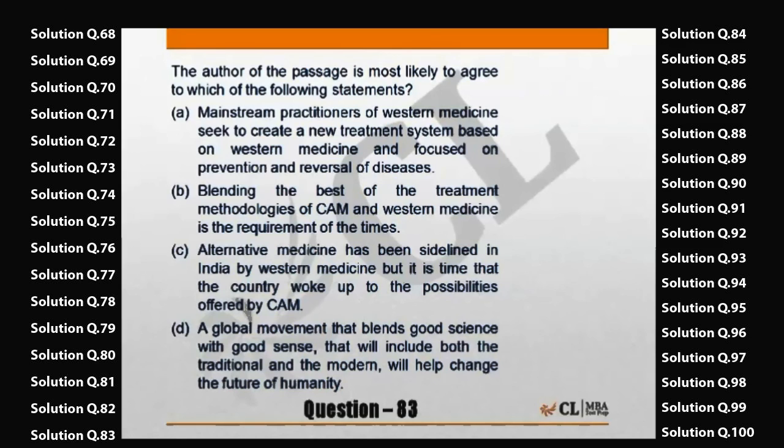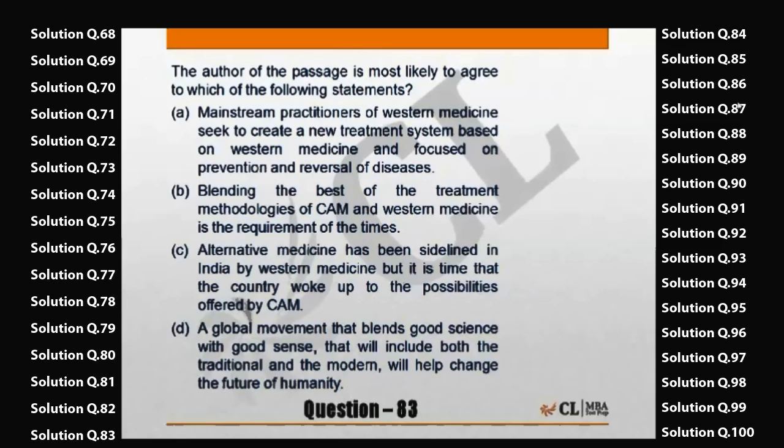This is what the author will probably go along with, because the passage points out benefits of CAM. At the very outset, it mentions some shortcomings of modern medicine. Then it goes on to mention the benefits of CAM, and that is why the author is most likely to agree with the idea that blending the best of the treatment methodologies of CAM and Western medicine is what is required in our times. Prince Charles' statement and the last paragraph of the passage, if you have read the text, also provide support for this idea. Hence, option B is the correct answer.